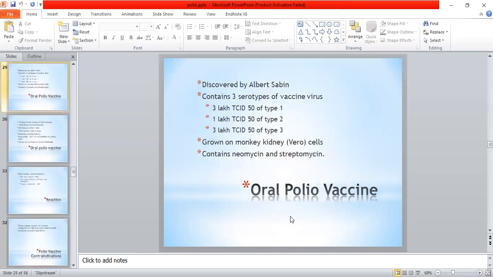Oral polio vaccine was discovered by Albert Sabin and contains three serotypes of vaccine virus. It's 3 lakh TCID50 of type 1, 1 lakh TCID50 of type 2, and 3 lakh TCID50 of type 3. It was again grown on monkey kidney cells, and it contains neomycin and streptomycin.